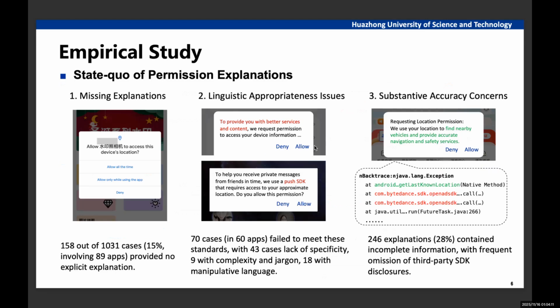That is, they focused solely on primary app functionality while omitting third-party usage scenarios. This is concerning, as many apps integrate third-party SDKs that inherit all permissions granted to the host app. So the third-party uses should also be delivered to users.